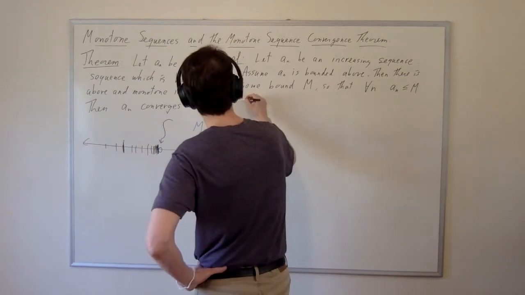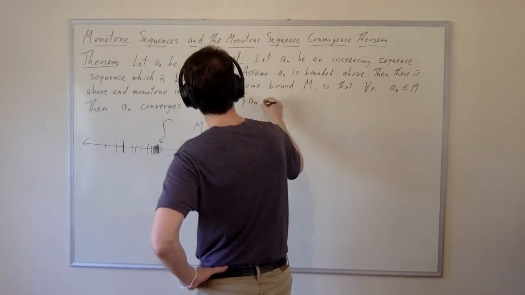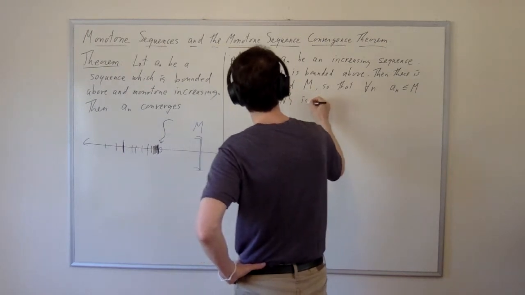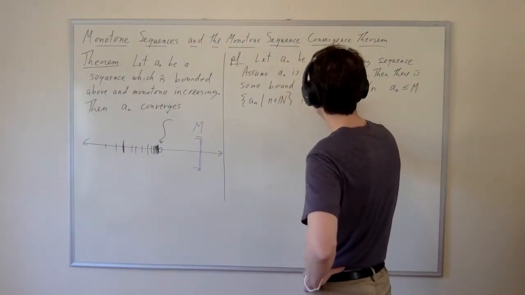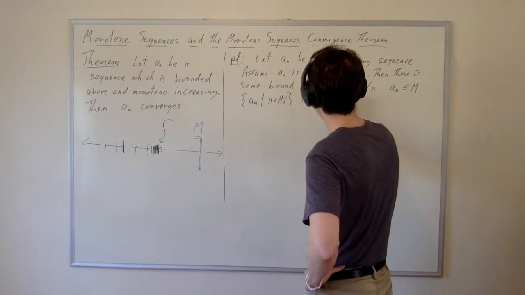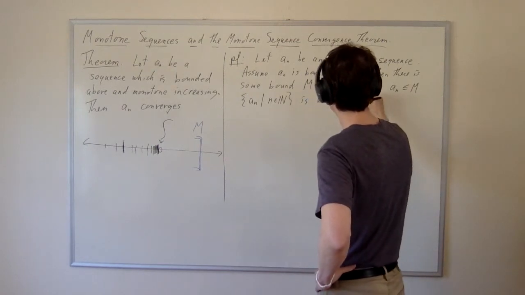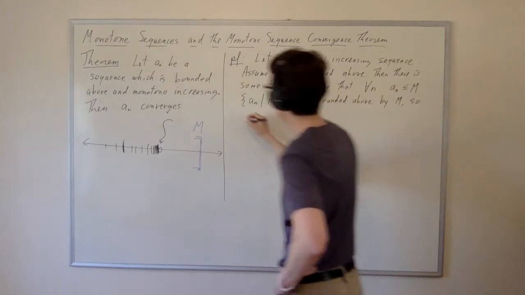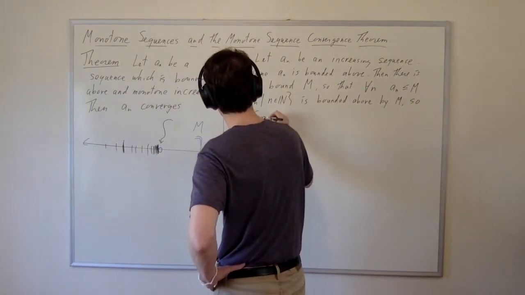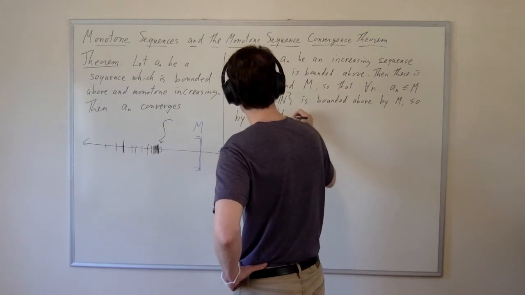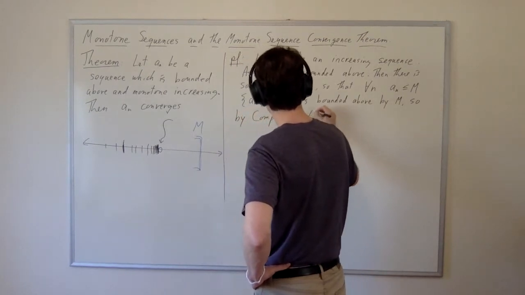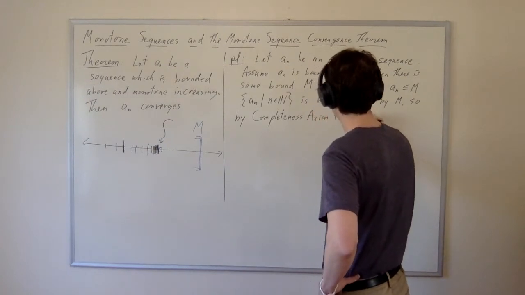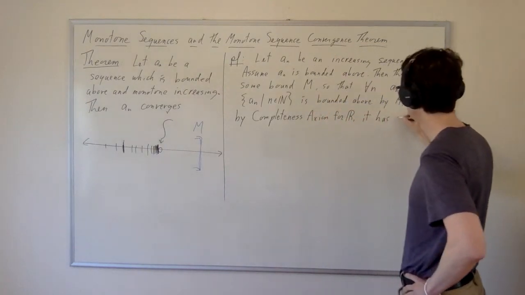So here, the set of all a_n, where n comes from the naturals, that's the set version of the sequence. This is bounded above by M, so by the completeness axiom for the real line, it has a supremum.